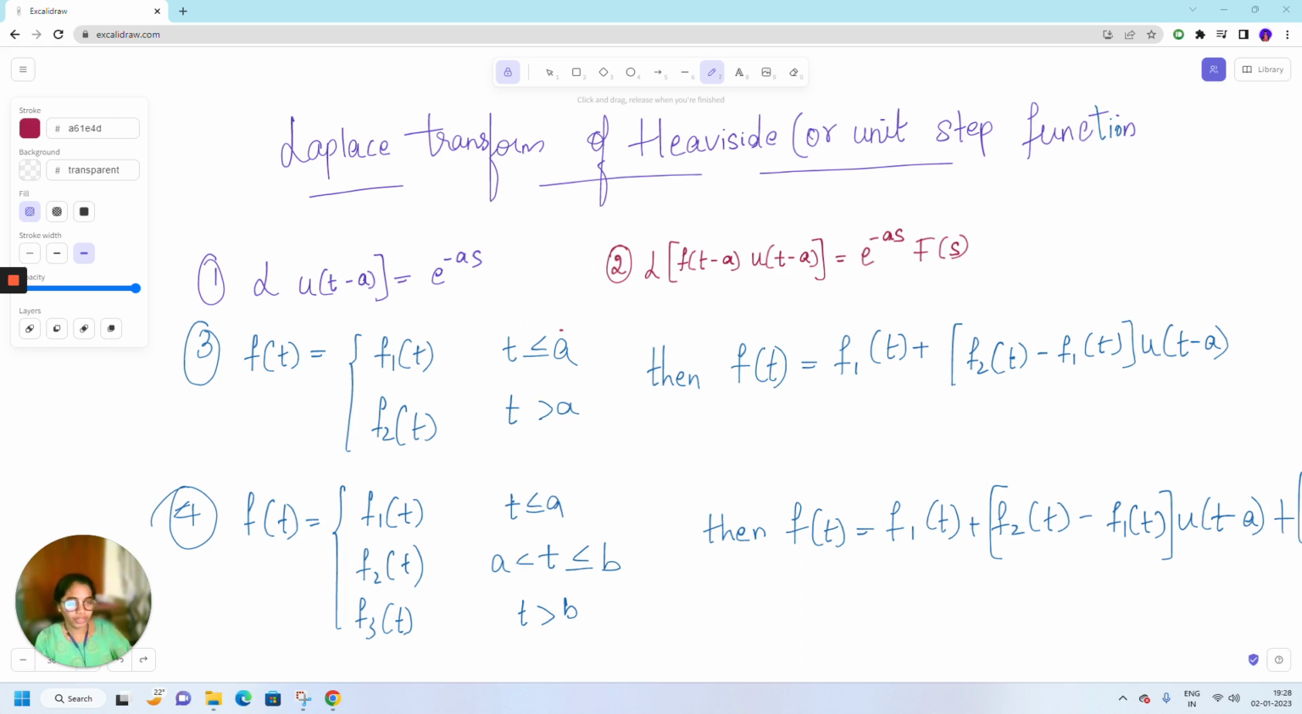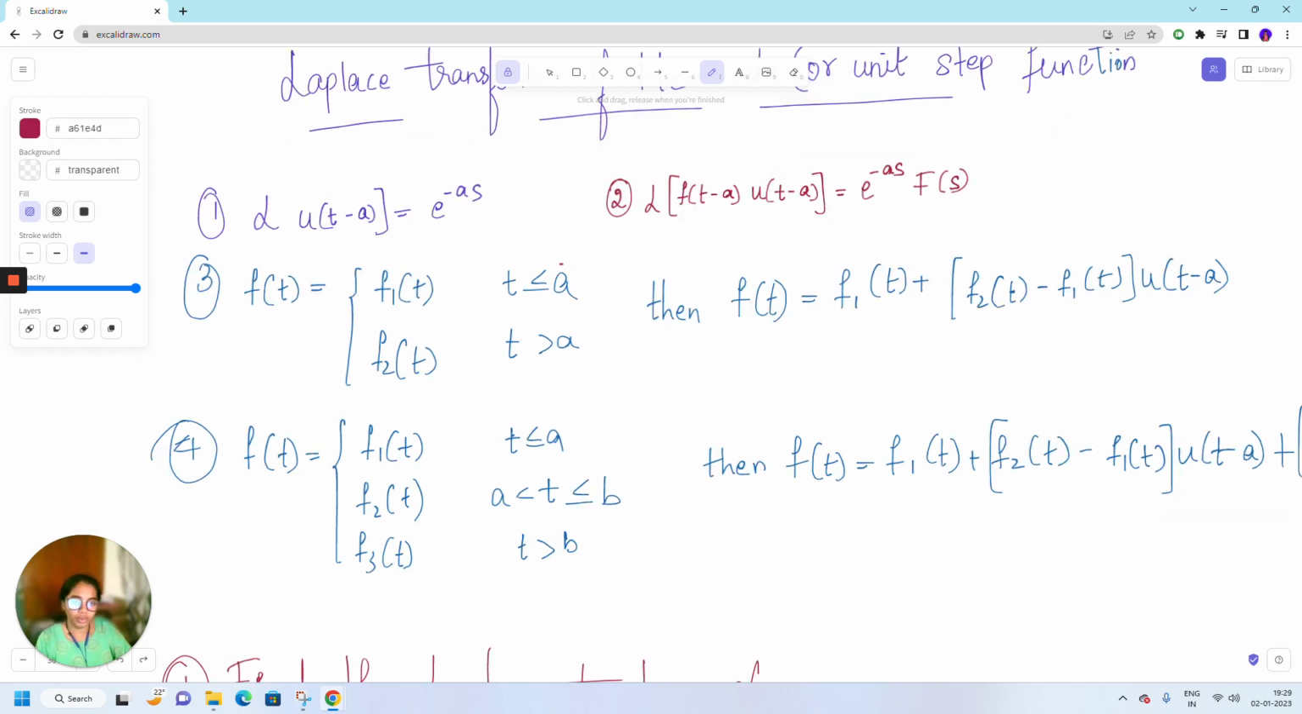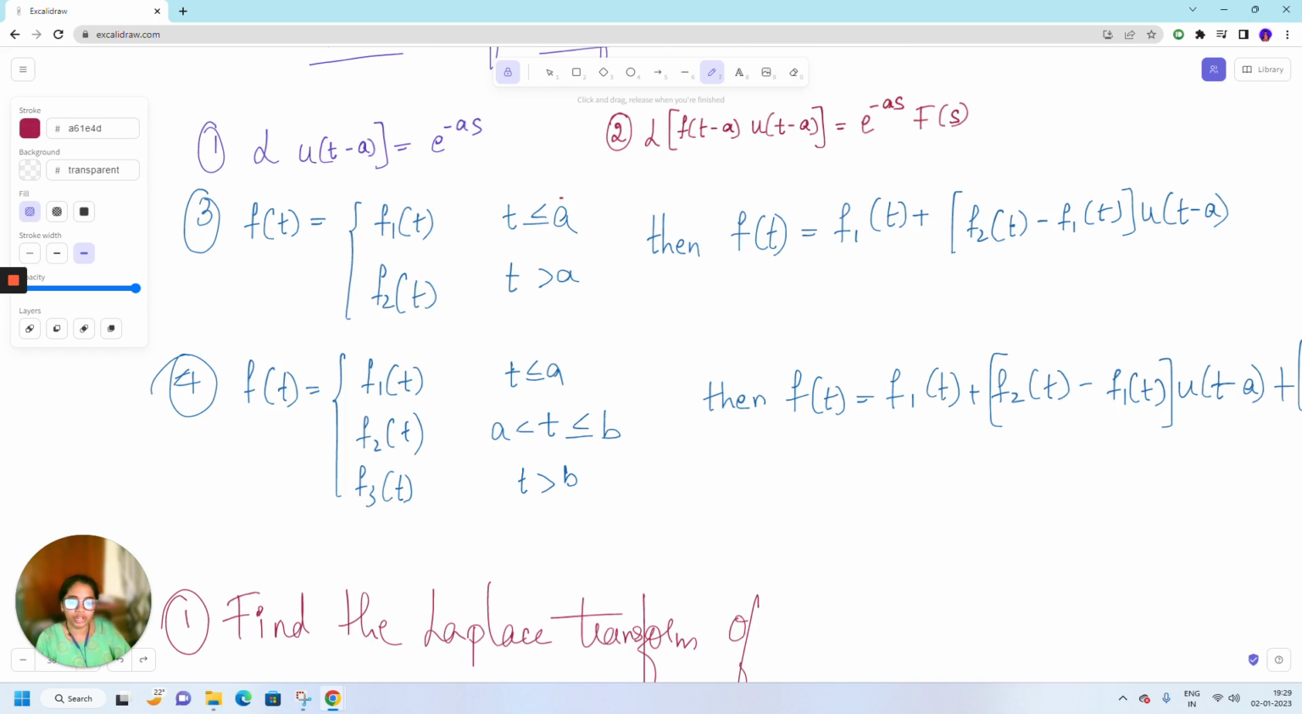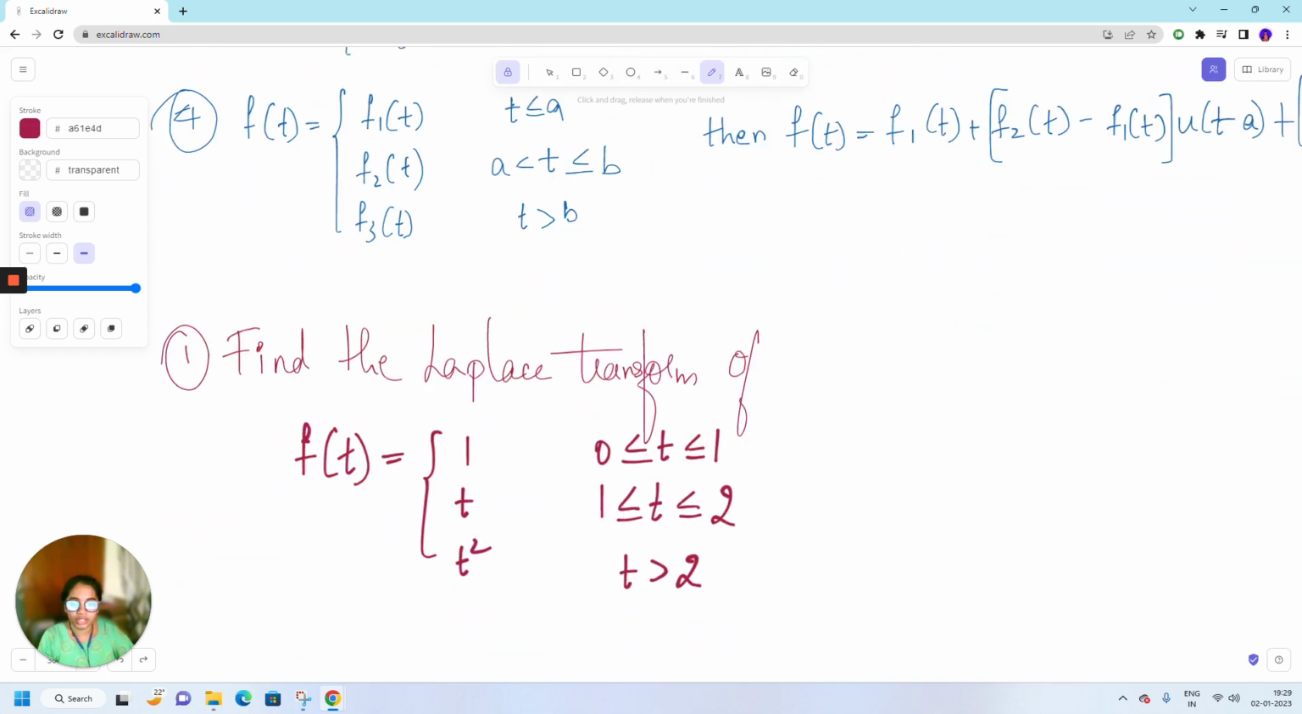In the first video on unit step function, we studied the second property. In the last video, we solved problems on the third property. Now, let us solve some problems on the fourth property that I've mentioned here. As you can see, I've already written a question that says, find the Laplace transform of the given function. We have three functions here.